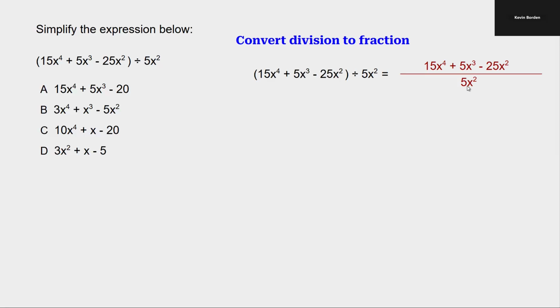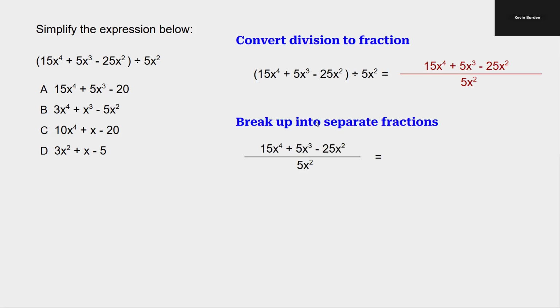So now that you see it in this form, that might look more familiar, and you might remember, oh, I just need to break that up into separate fractions, which is our next step. We are going to take each term in the top and create a fraction with this denominator. So the first part is 15x to the fourth over 5x squared. And then we use our addition symbol because the first two terms are being added.